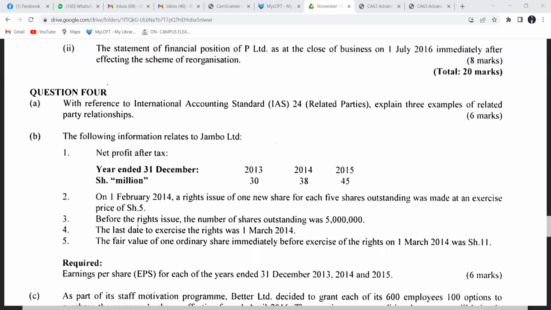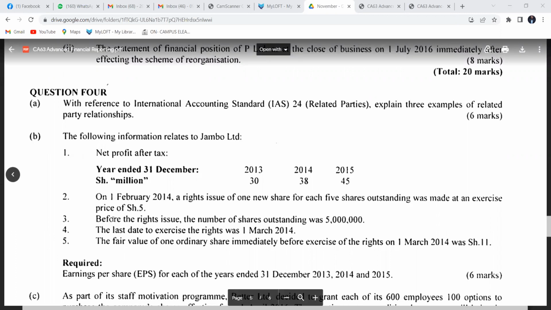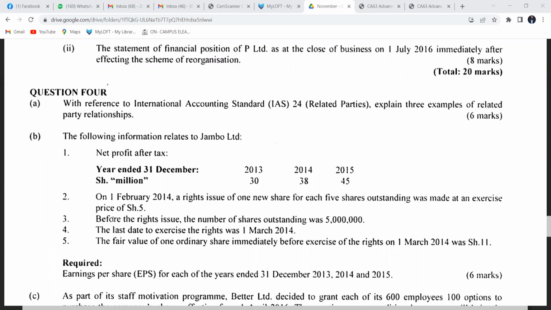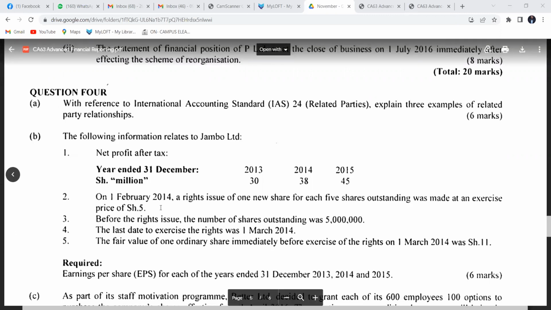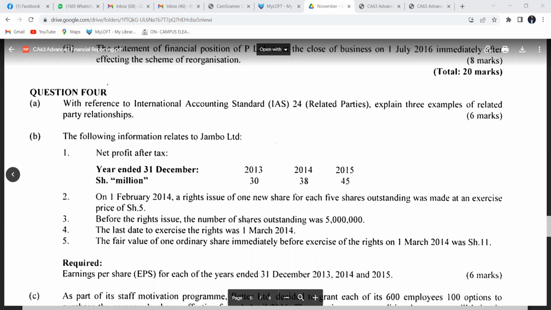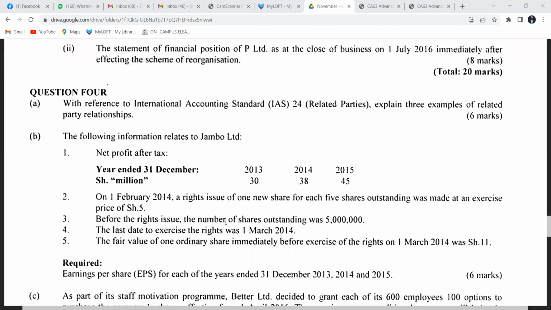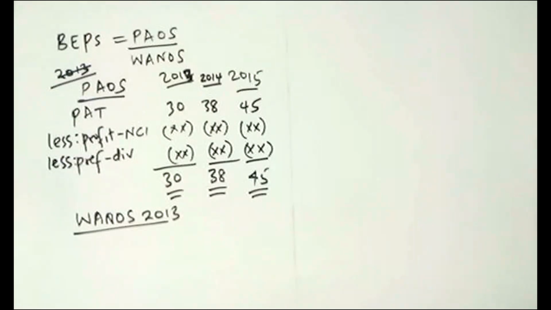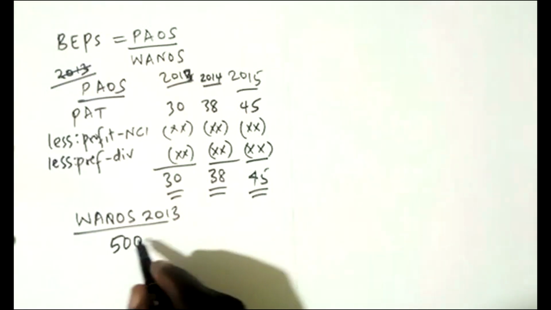So which means that in note 3, when they say before the rights issue, they mean 2013, because the rights issue is in 2014. So the number of shares outstanding was 5 million. In 2013, the number of shares outstanding throughout that period is 5 million.